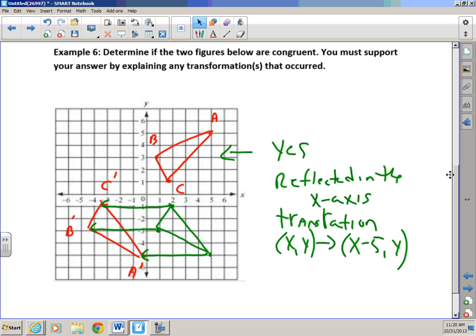Okay, so just to recap the lesson, what we did today is to demonstrate that two figures are congruent, and we need to use a translation, a rotation, or reflection to justify our conclusion.